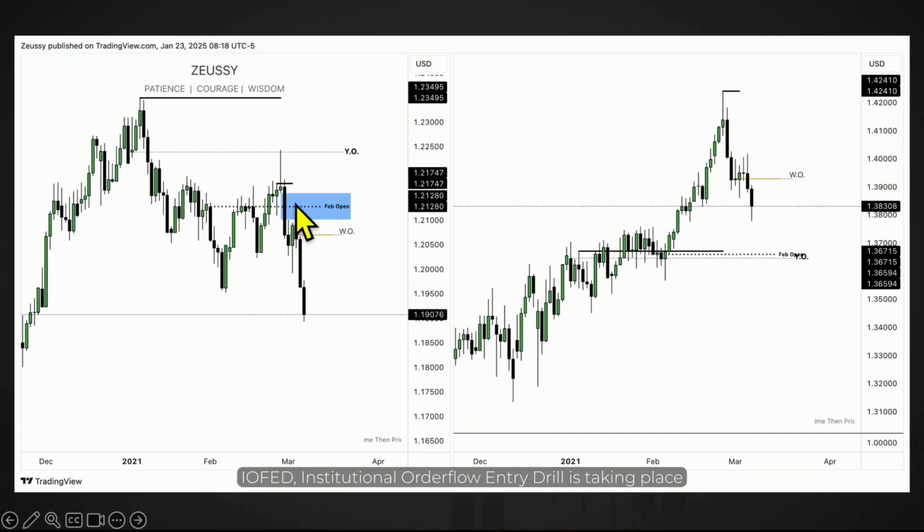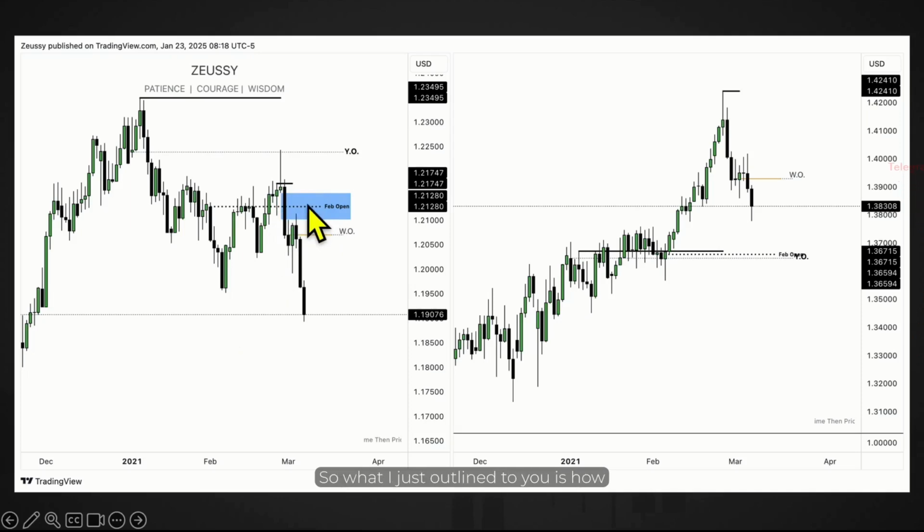IOFED, institutional order flow entry drill, is taking place from this CB, and the market expands lower, drawing towards sell side liquidity resting below this low, the low which set up the retracement, and sell side liquidity resting below this low. Now, what we will do is pay attention to the delivery inside of this CB.